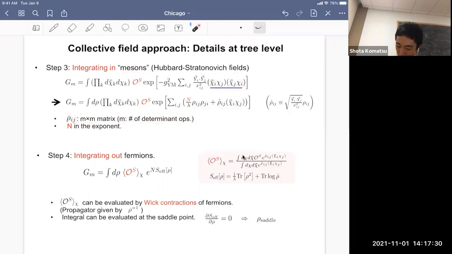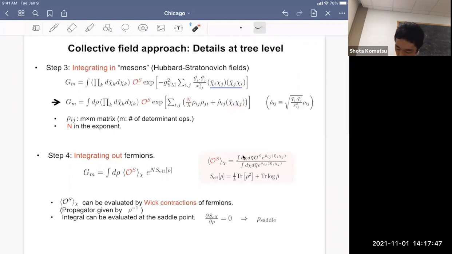But basically the rest is very simple. We have this action, and as you can see, this action comes with a factor of n, so you can already see something becoming classical. But then we still need to integrate out the fermions, which is easy because it's Gaussian.